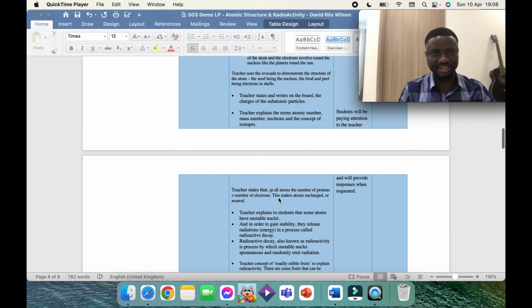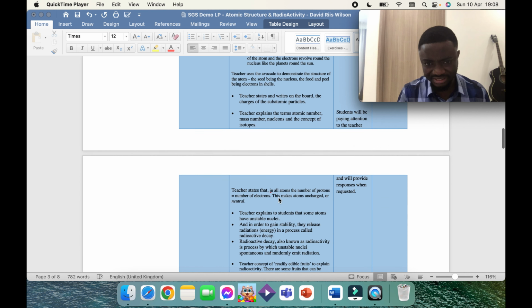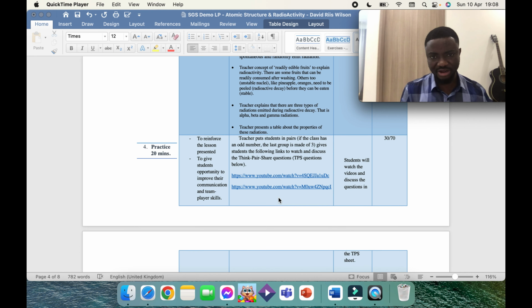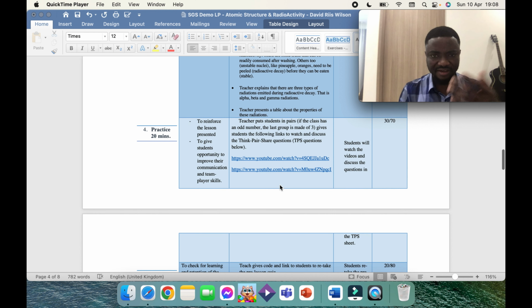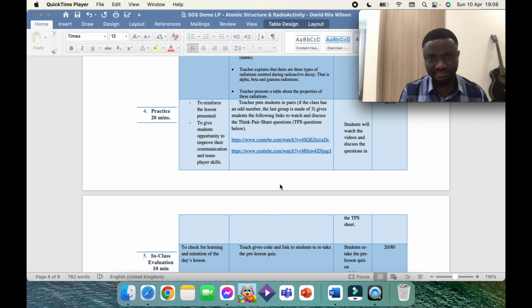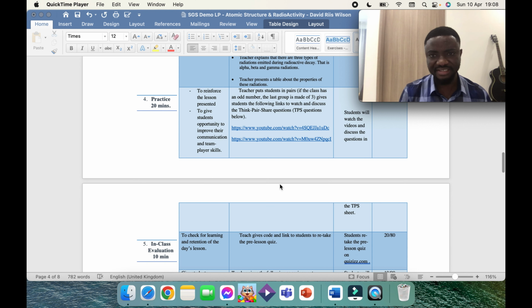So after the teacher explains the learning objectives, the students should have an opportunity to practice, and this stage will help the students reinforce the lesson presented to them, and then also to give them the opportunity to practice communication and then teamwork skills. And you have some links over there on YouTube that link to structure of the atom and then radioactivity. And after the students watch this, they will be given a think-pair-share question sheet, which can be found below, so that they discuss. Again, this stage of the lesson will help the students develop their communication skills and also reinforce the lesson presented to them.